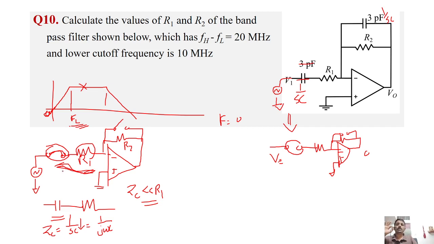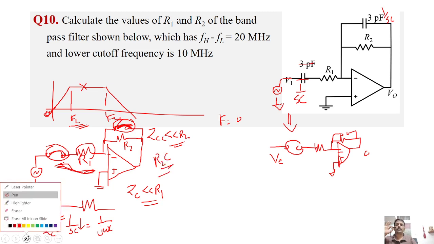Similarly, when the frequency is increased again, this capacitance impedance decreases, and at a particular value it will be short circuited, or the impedance ZC will be very much less than R2. So what factor results in FH? That is R2 and C. Okay, I think it's clear.